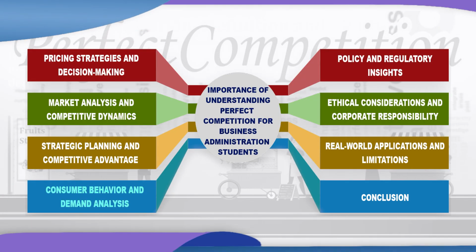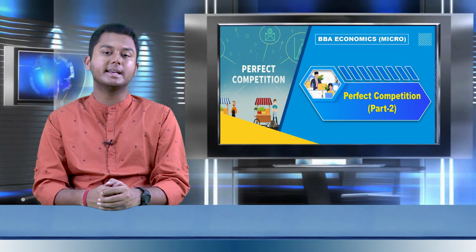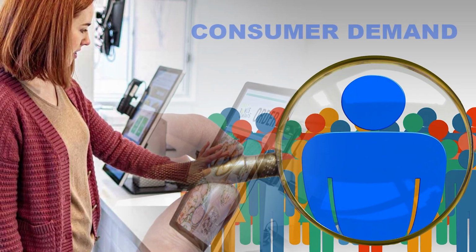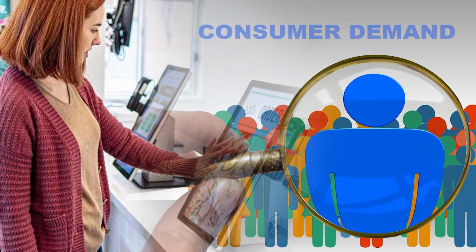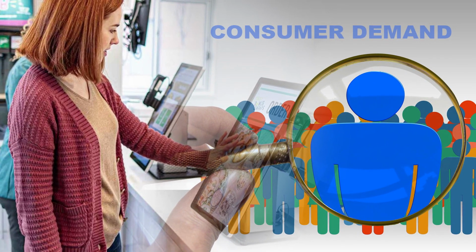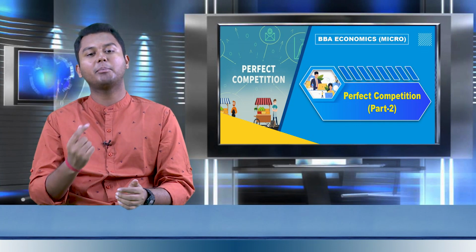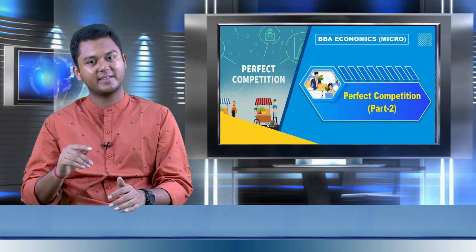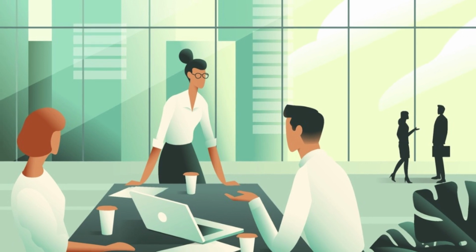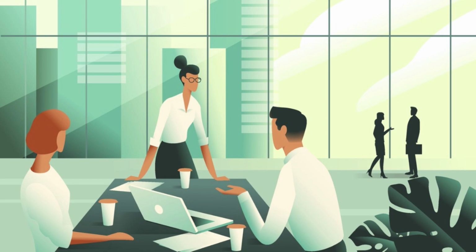Next point is consumer behavior and demand analysis. If we talk about consumer sovereignty, then perfect competition assures consumer preferences are the main aspect that drives the markets as firms respond to consumer demand by adjusting their output. Business students in this particular aspect learn the importance of understanding consumer behavior and demand patterns, which is critical for effective marketing, overall development of the firm and product development as well.